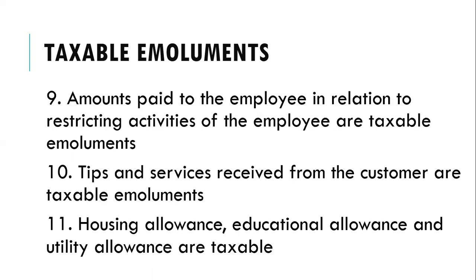Then nine, amounts paid to the employee in relation to restricting activities of the employee are taxable emoluments. So sometimes an employee, maybe a director, can engage, maybe it's a consultancy company, right? Then the director also has a competing consultancy company as well. Then the company that the director works for can say, no, stop carrying out your consultancy activities because you're competing with us and we're not having business. So for you to stop that, here's a sum of money. That amount that's paid to the employee for restricting those activities which conflict with the objectives of the company is taxable.